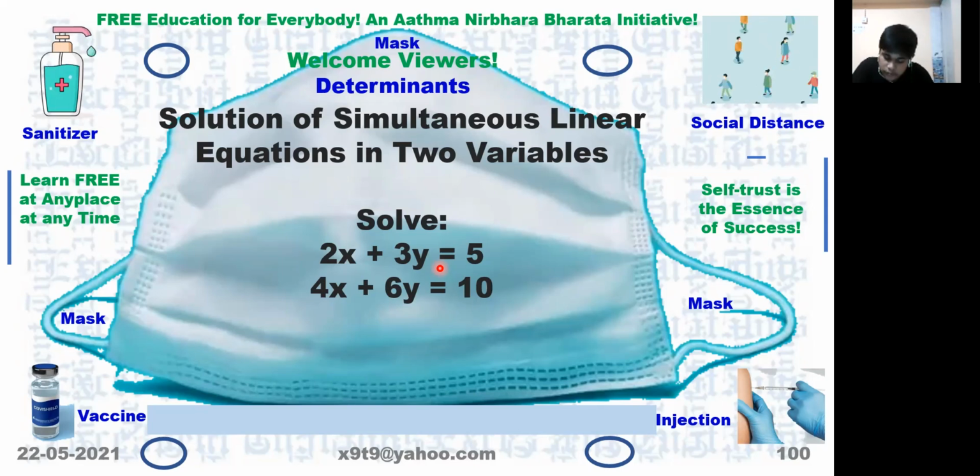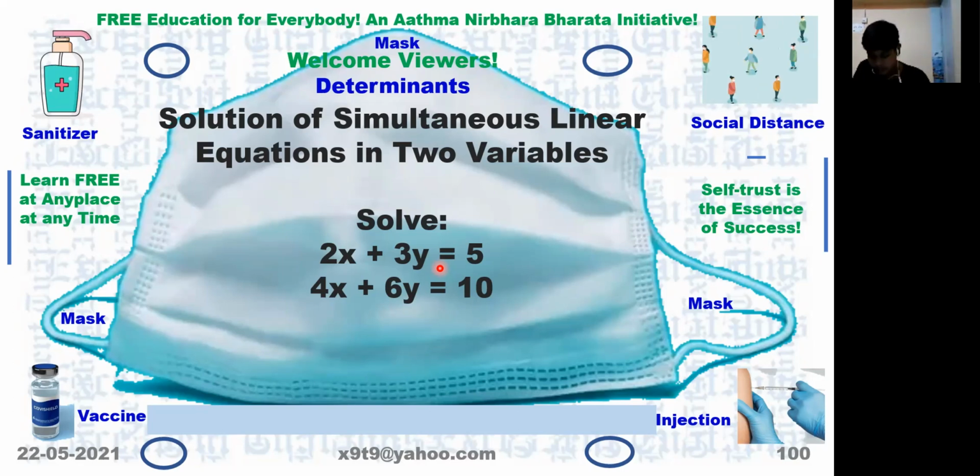Sir, I've done it, sir. 2 into 2 plus 3 into 2. No, not like that. Even 5 into 2 we should do. 2 multiplied by 2x plus 2 multiplied by 3y is equal to 2 multiplied by 5. Okay. That is called multiplying the equation by 2.